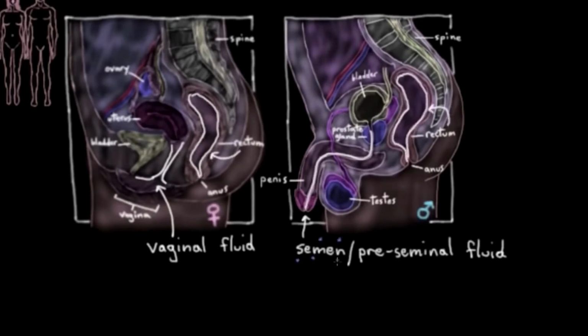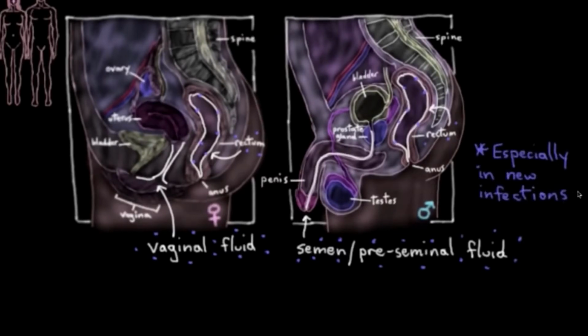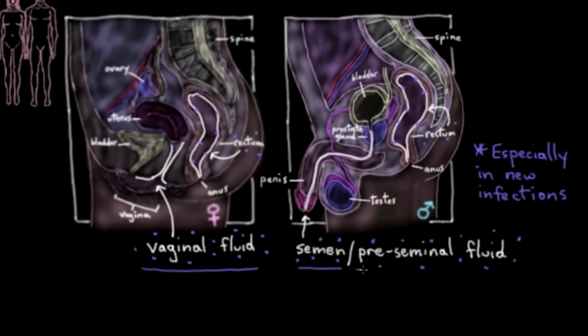because there's often a fairly high amount of viral particles within these fluids, particularly within the first few weeks of a new HIV infection, when the infected person's viral load in their blood or in their sexual fluids is up at extremely high levels.